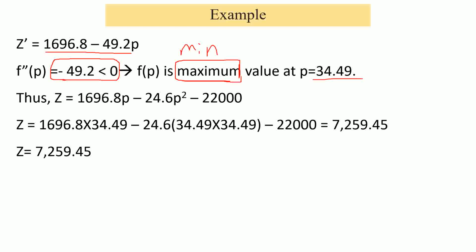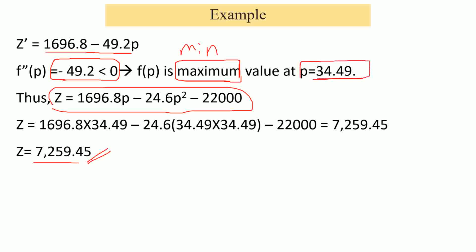And when we substitute this p into the objective function, we get z equals 7,259.45. So this is the maximum value that we obtain with a price of 34.49.